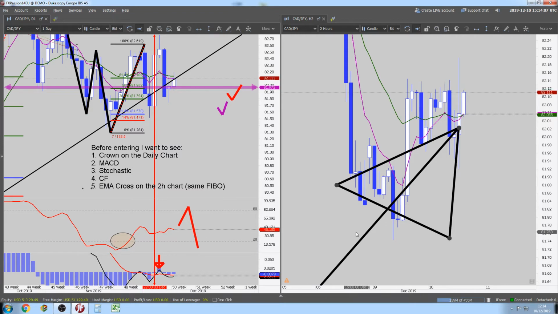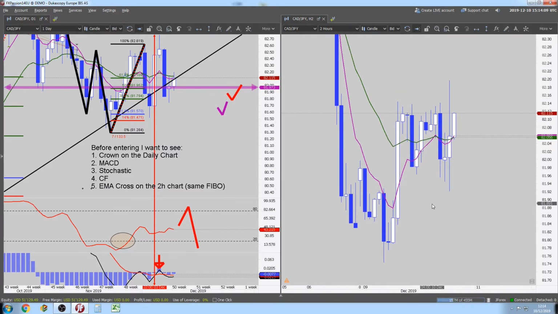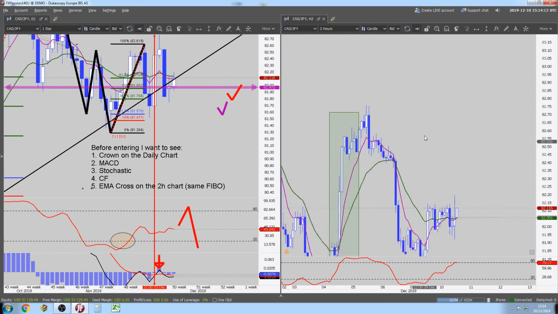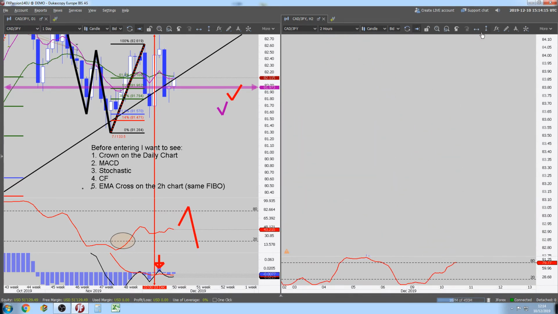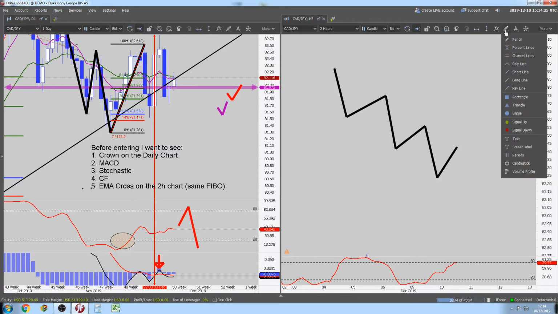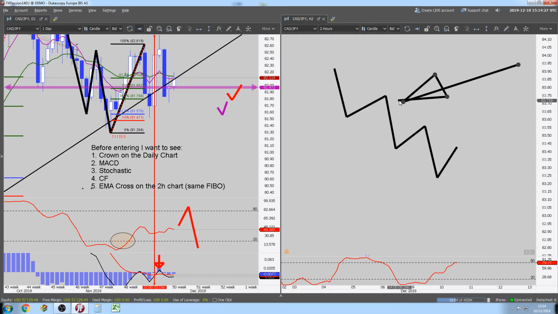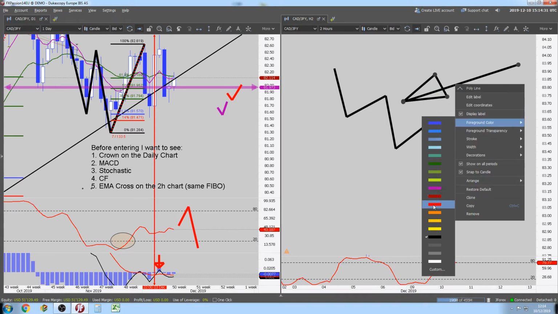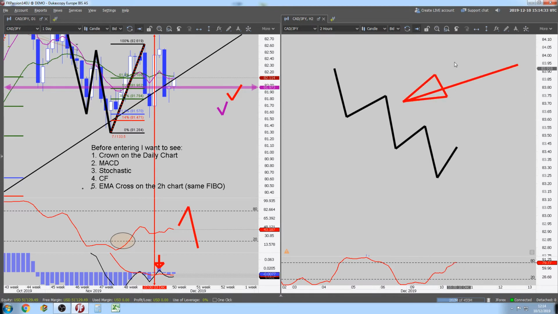Now, what is difficult for the beginner trader is this one. You have all the reasons on the daily, but when you check the smaller time frame, especially the 2-hour chart, the 1-hour chart, sometimes they are going to be in the opposite direction.